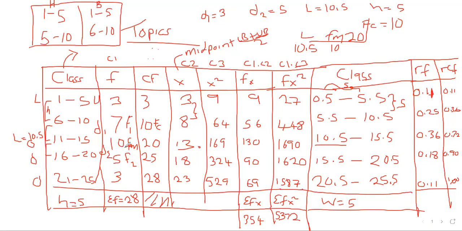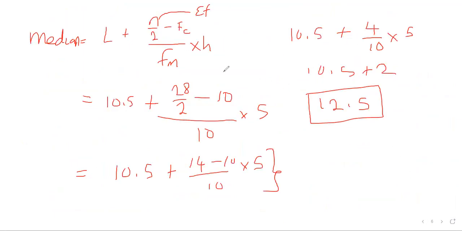After finding our FM, our F1 is adjacent to the FC. So this is the 10 that I'm talking about here. The rest of the parameters are the same. We just needed to substitute them appropriately. I said our n is the same as summation of F, which is 28. 28 over 2 is part of the formula. FC is 10, FM is 10, the height is 5, and the lower bound is 10.5. The final answer we're getting is 12.5. That is how we find our median.